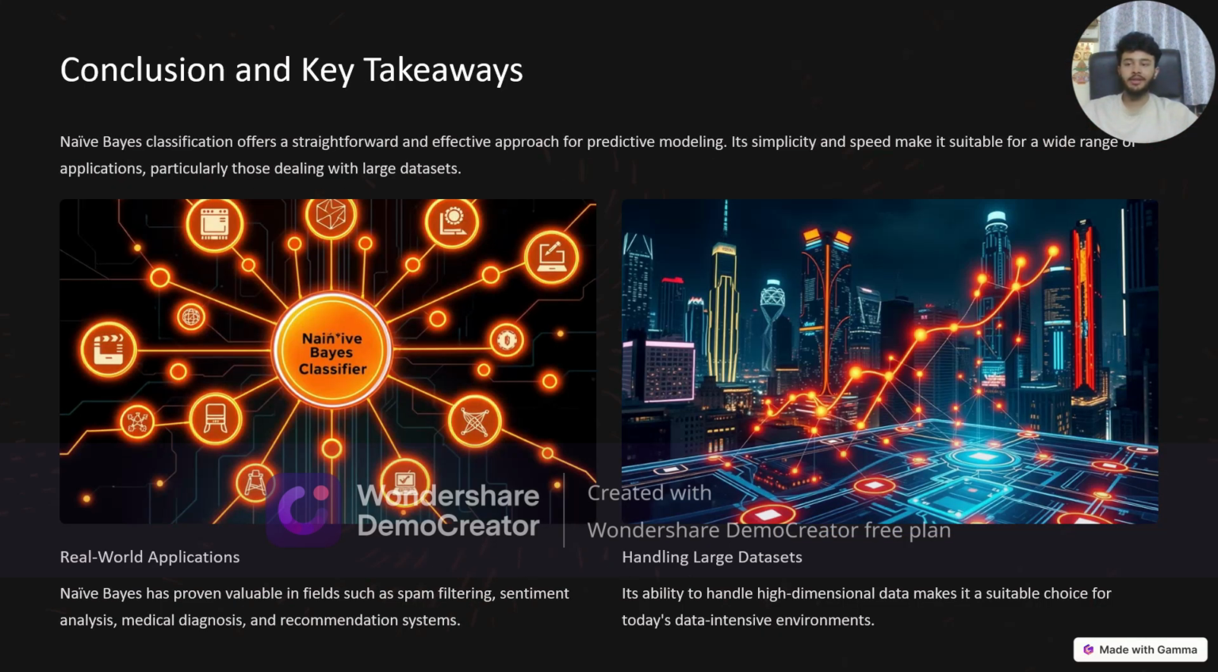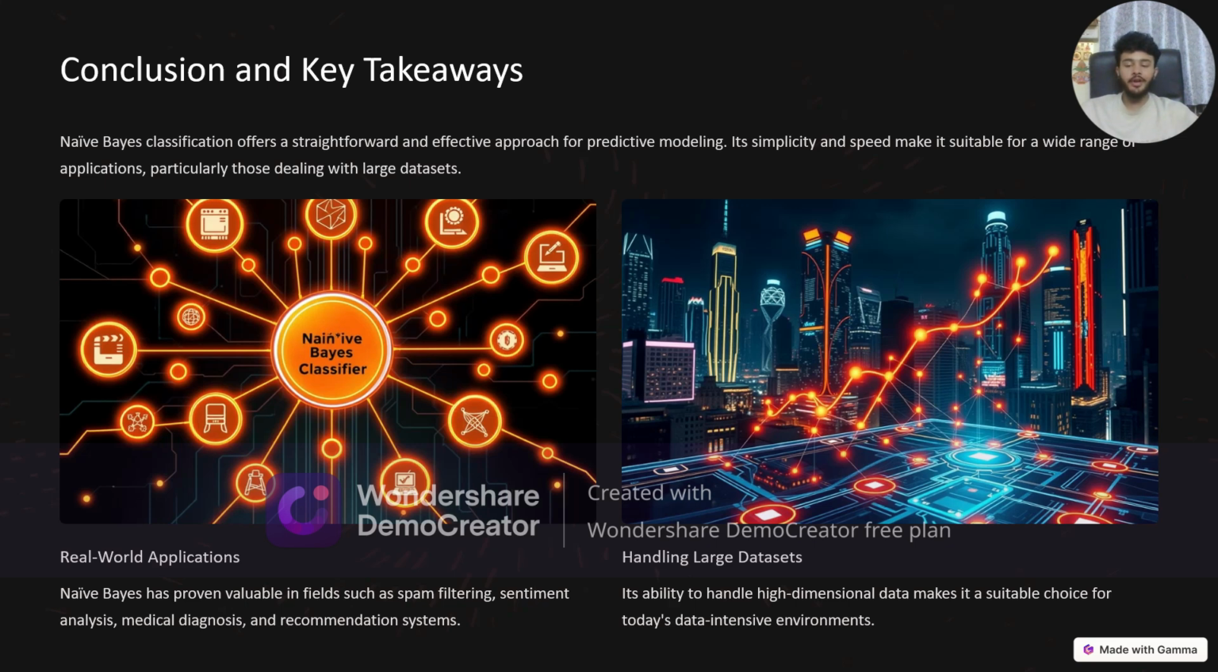Conclusion and key takeaways. Naive-Bayes classification offers a straightforward and effective approach for predictive modeling. Its simplicity and speed make it suitable for a wide range of applications, particularly those dealing with large datasets.